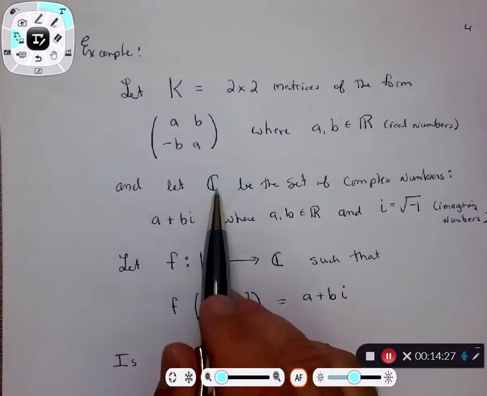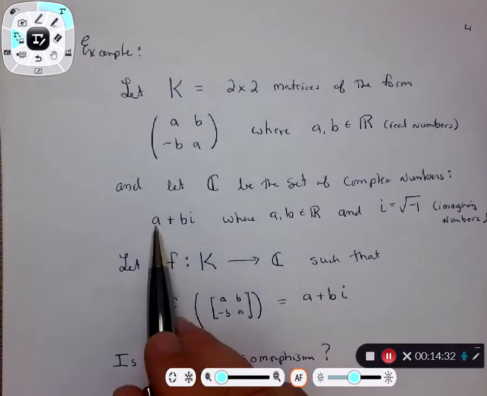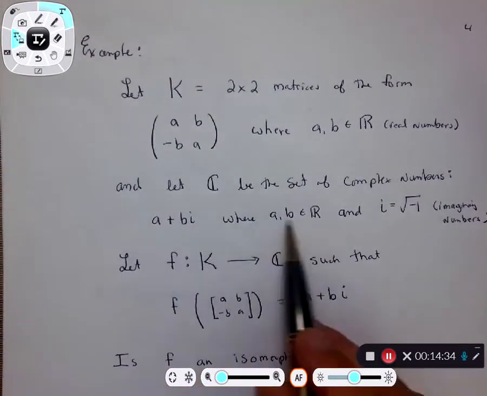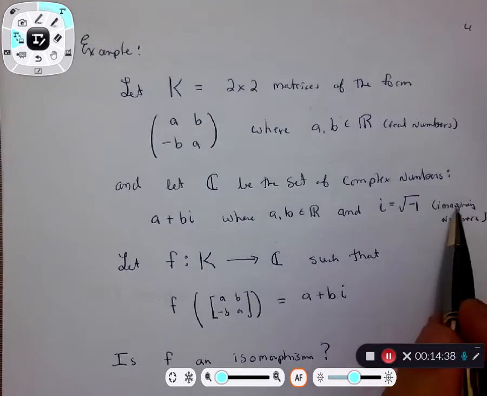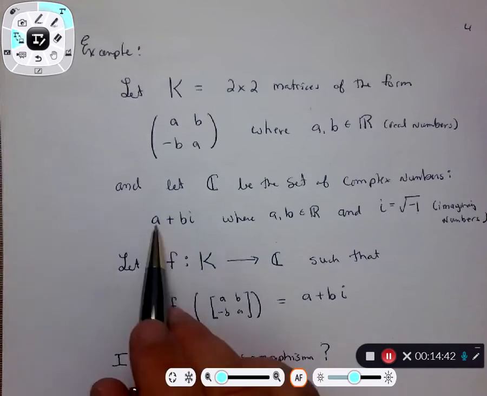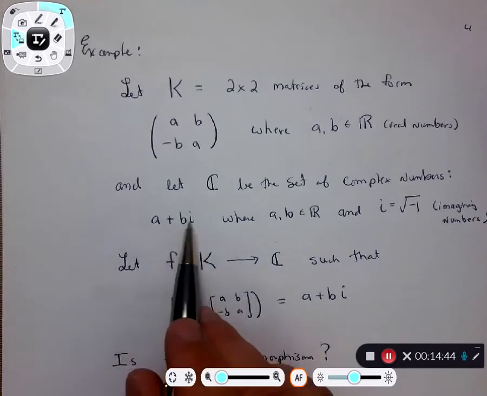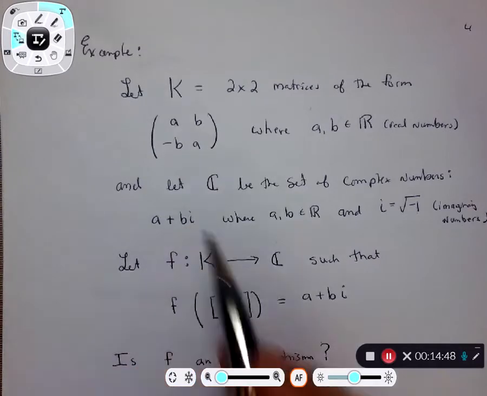And we're going to let C be the famous set of complex numbers. You remember complex numbers: a plus bi, where a and b are real numbers, and i is equal to the square root of negative 1, the famous imaginary number. So imagine if you could take the square root of negative 1 and you come up with this complex number, a plus bi. a is called the real part, b is called the imaginary part of your complex number.